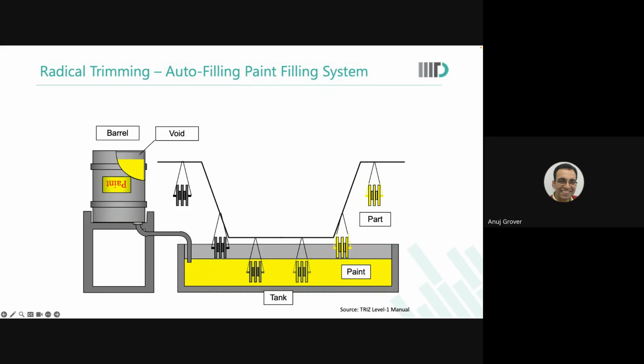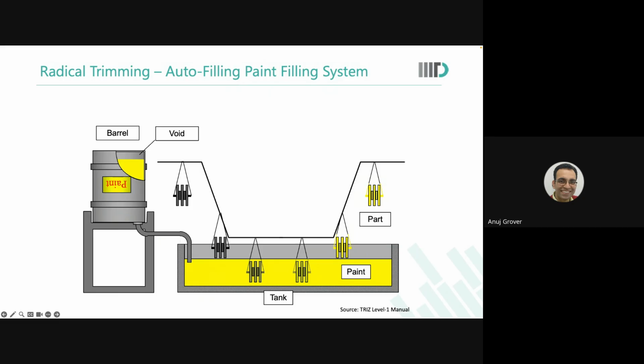As soon as this paint now reaches the level of the pipe there, no more air can enter. There will be a build-up of void or vacuum. Not vacuum, but low pressure over there. And that low pressure will hold any further paint from draining into the tank.